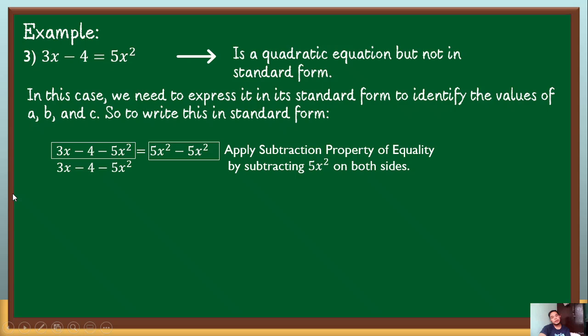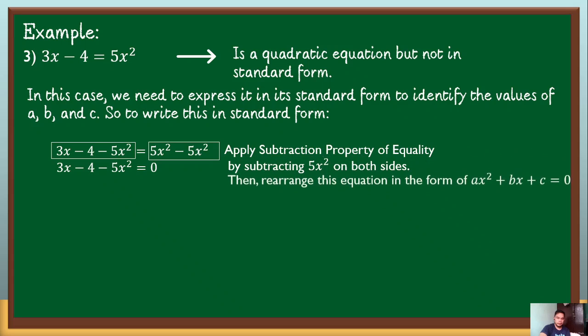Now, if we're going to subtract 5x squared by 5x squared, or 5x squared by itself, it will become 0. Okay? As you can remember, a number subtracted by itself is equal to 0. So 5x squared minus 5x squared will become 0. Now, is this equation written in standard form yet? Okay, it is not yet written in standard form since negative 5x squared is on the third term. We need to make it a first term.